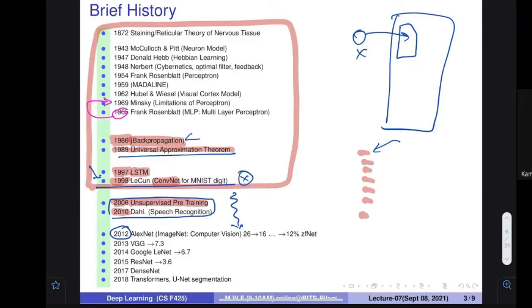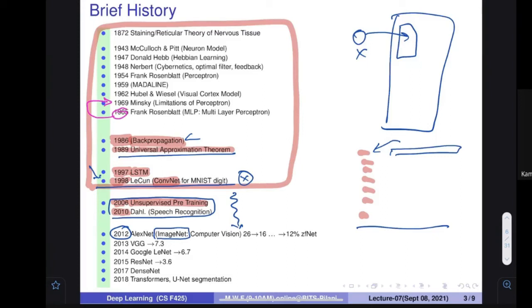So a very large database of images has been created, where the labels were also available, saying what is inside those kinds of images. That particular database is called the ImageNet database. On this ImageNet database, there was a challenge, the ImageNet challenge.